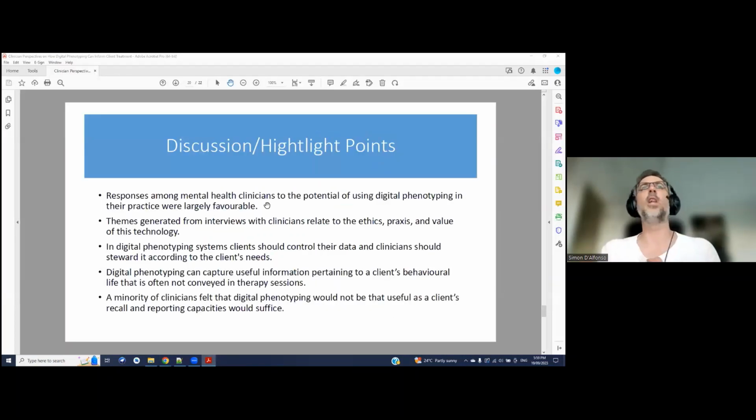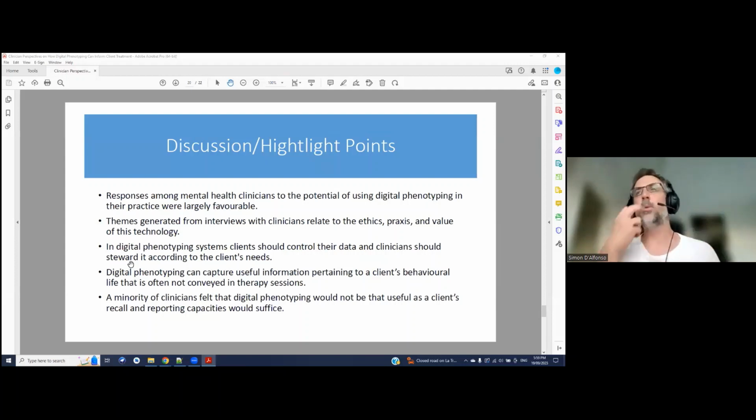Some discussion and highlight points. Responses among mental health clinicians to the potential of using digital phenotyping in their practice were largely favorable. So this is from this SenPsi qualitative study I was just talking about. These are the themes that I've just mentioned. In digital phenotyping systems, clients should control their data and clinicians should steward it according to the client's needs. Digital phenotyping can capture useful information pertaining to a client's behavioral life that is often not conveyed in a therapy session.